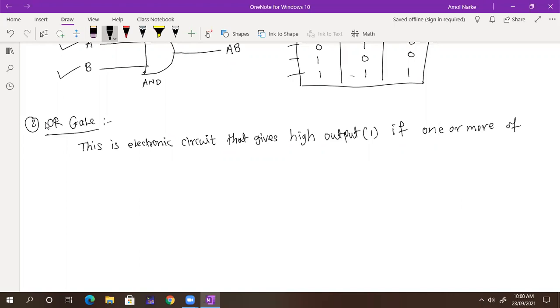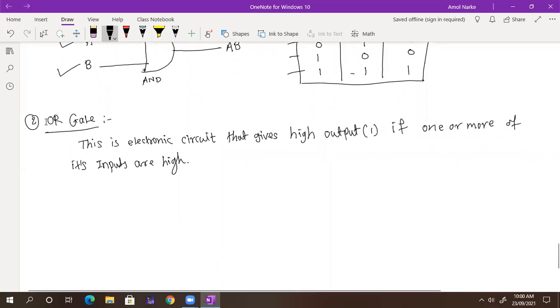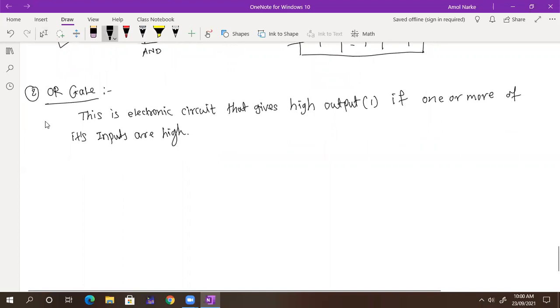Of its inputs are high. Is it okay? If both are high, then also we get high. If one of them is high, still I will get a high output. If both are low inputs, that time we will get low.